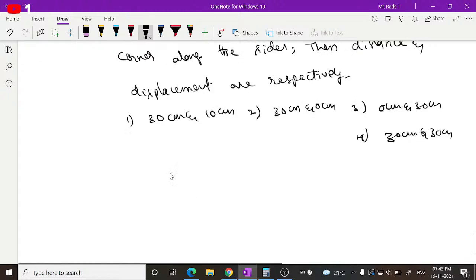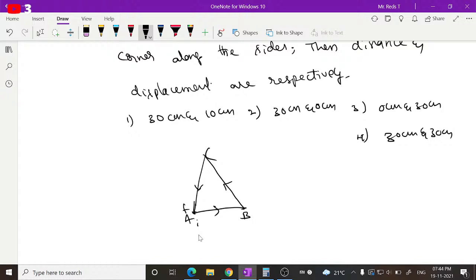So simply you can say that as the particle is moving along the sides of an equilateral triangle, let us say this is A, B, C. From A, along the sides it is moving, from one corner to the same corner, so the initial point and the final point are the same. So displacement will be zero. We are asking to find distance and displacement. Which option has a zero in the second place? Without any confusion, you can take this one.